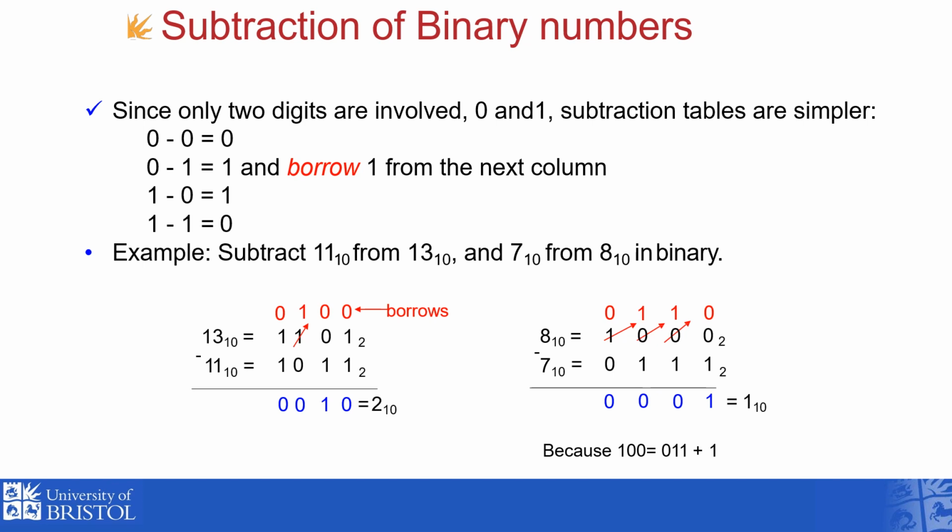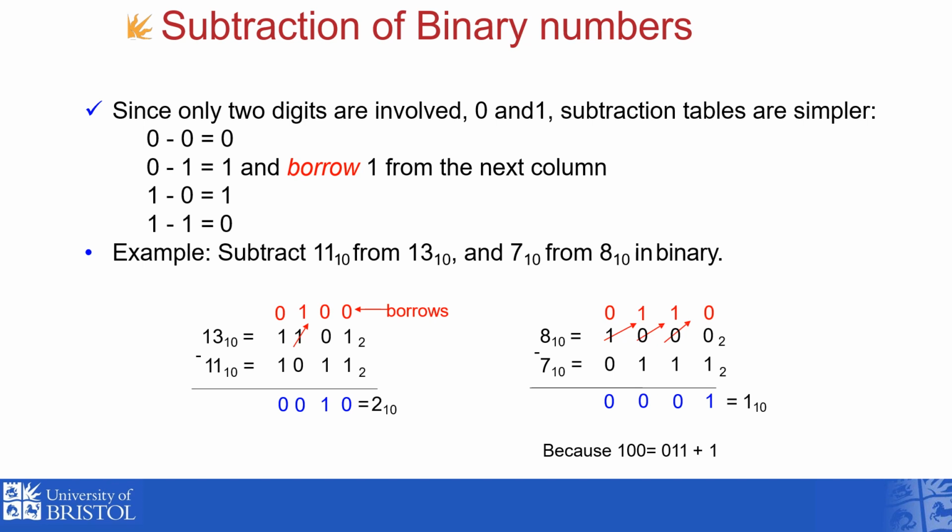So when you have borrowed it, this effectively means that you've turned this 1 over here to 0. So this is equivalent to the case of 0 minus 0 equal to 0. And then 1 minus 1 gives 0 over here. And this is how you get number 2 as a result.